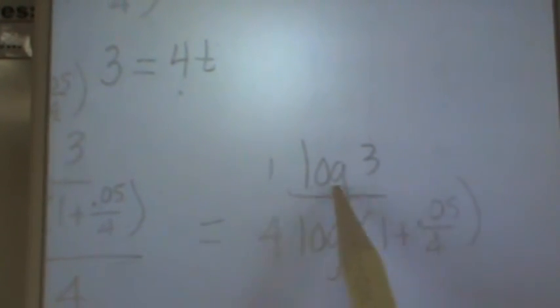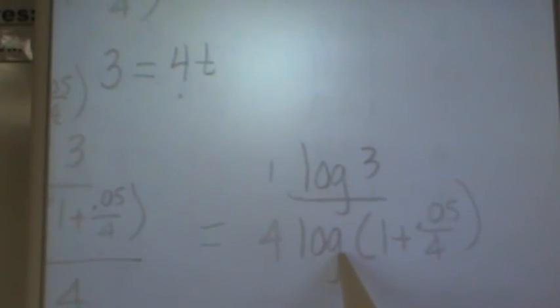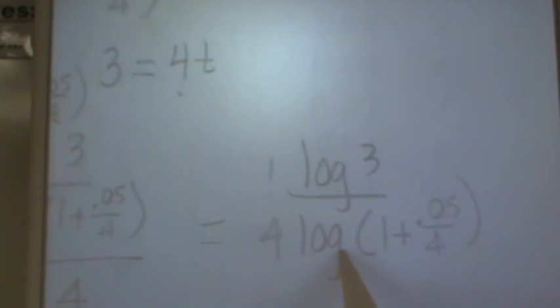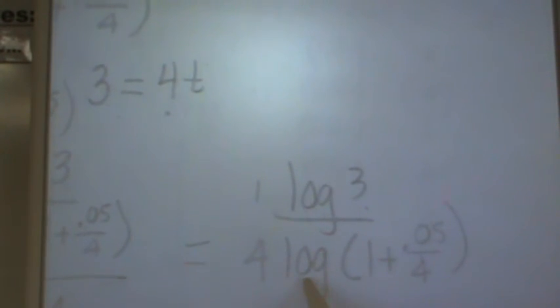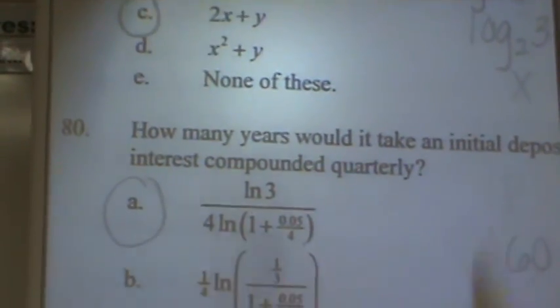Now, instead of log, you can use ln. So the correct answer would be ln 3 divided by 4 times ln of 1 plus 0.05 over 4, which is A. It's a tricky one.